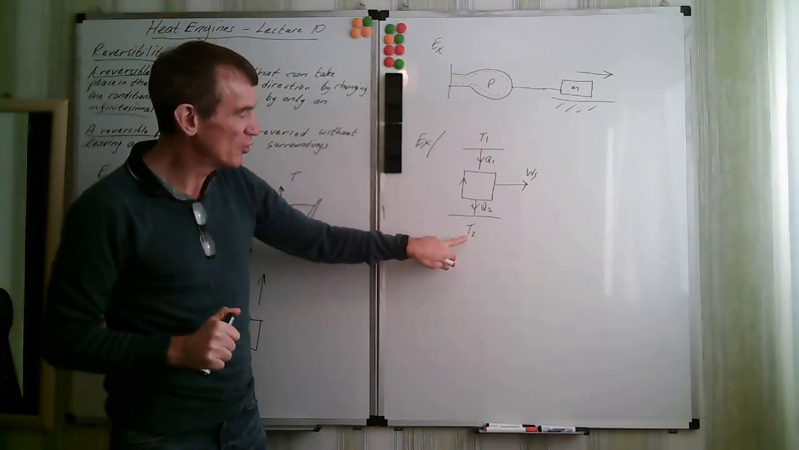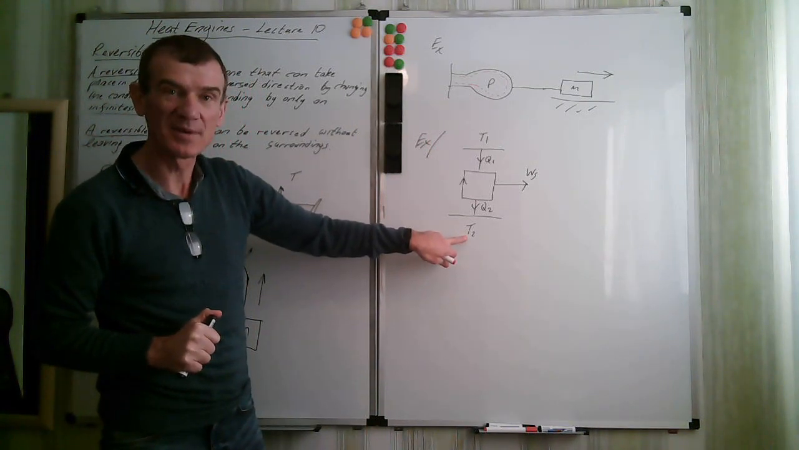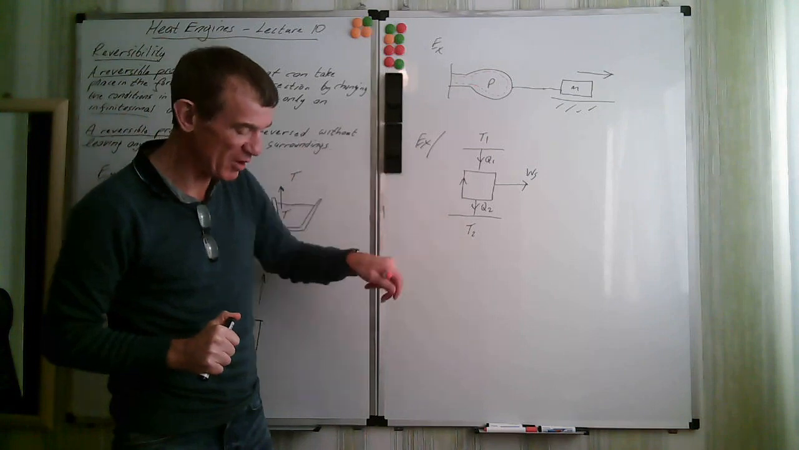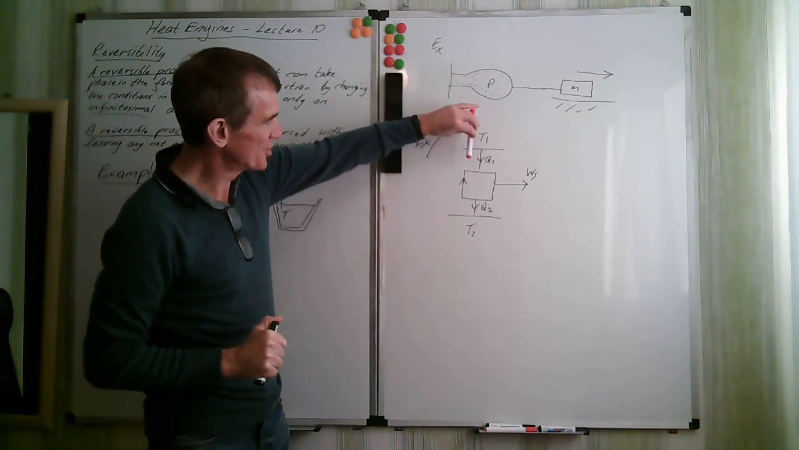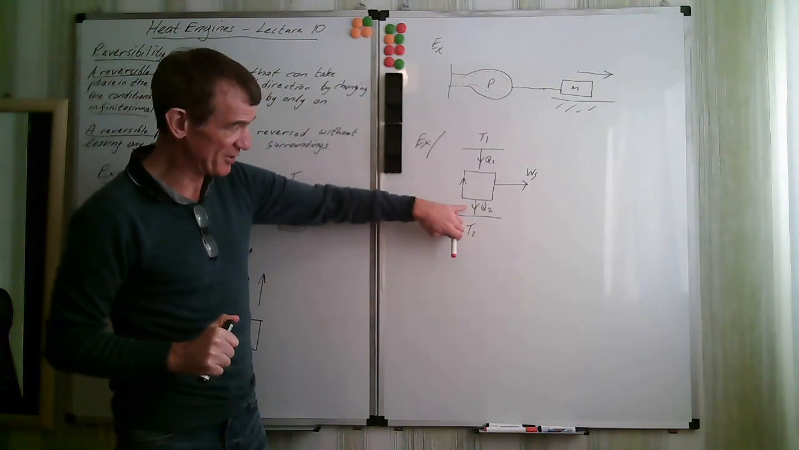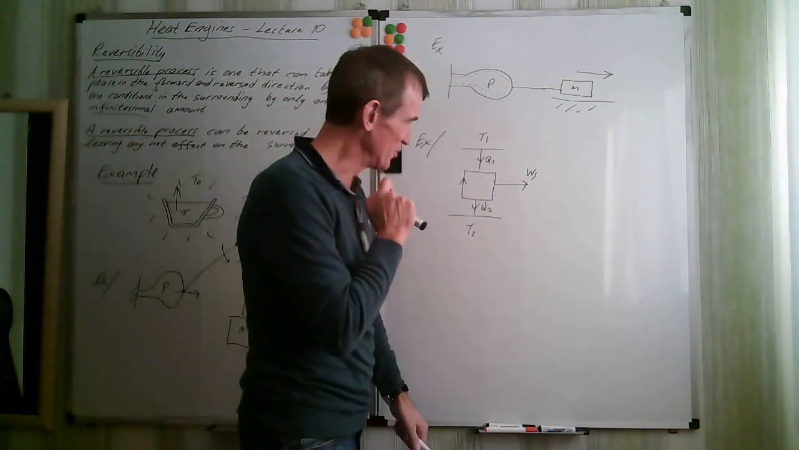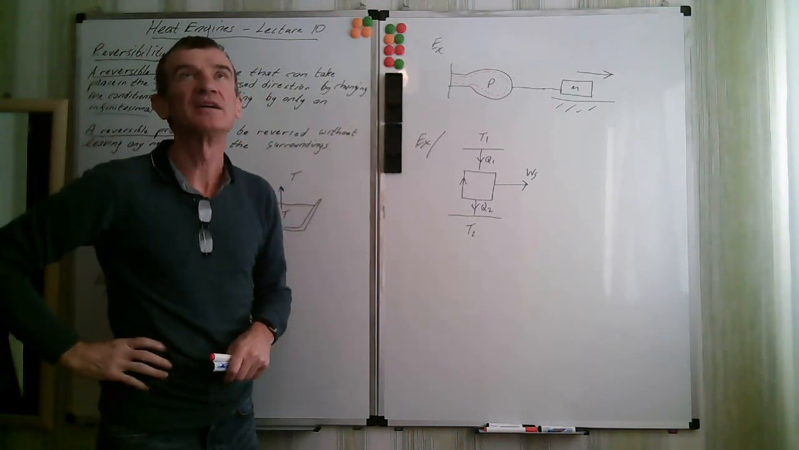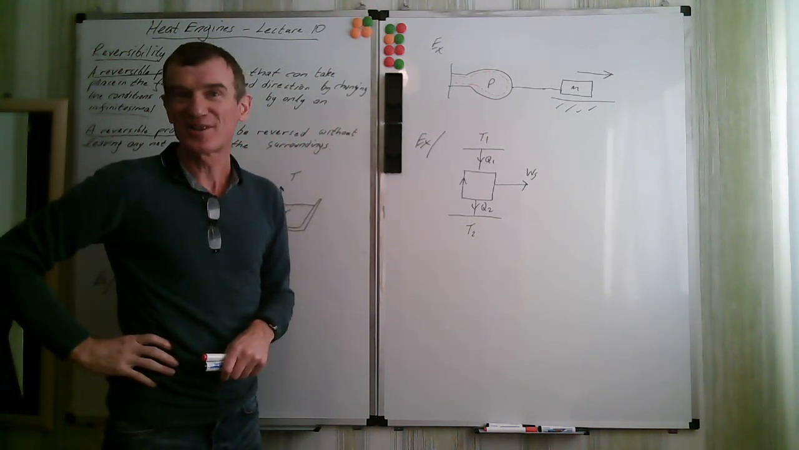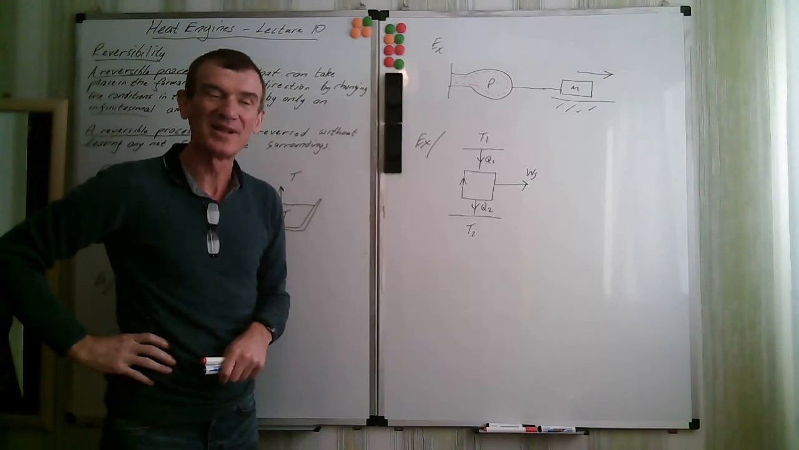And equally, we've got a cold reservoir. So temperature T2 is colder than T1, lower than T1. Energy is rejected out of this thing, and we've got work being produced. Could this be reversible? Generally not, but we can make it reversible.